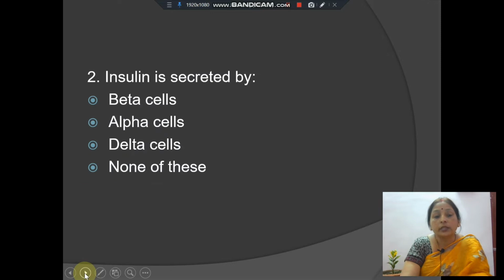Next question. Insulin is secreted by beta cells of the islets of Langerhans. Islets of Langerhans are present in the pancreas. These are specialized cells of the pancreas, which are beta cells and alpha cells. Delta cells are not in your syllabus. So beta cells produce insulin. Alpha cells produce glucagon.